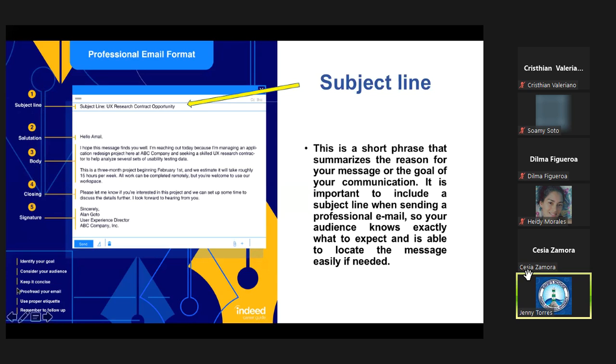There are some things that are very important for us to know, these are the ones over here. You have to identify what's your goal. What is the objective of your email?